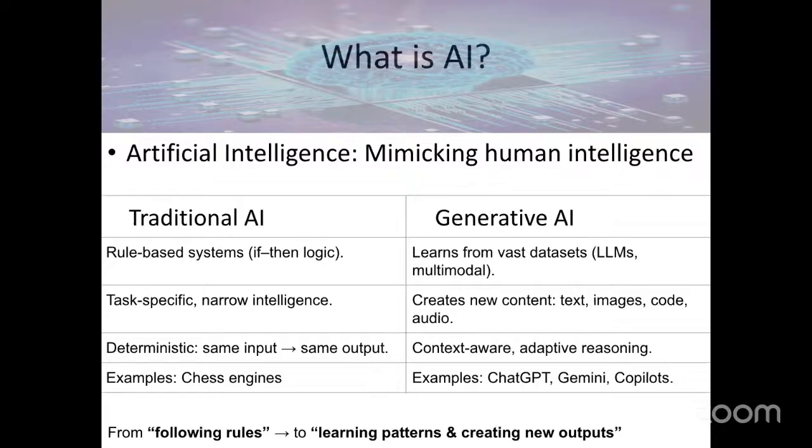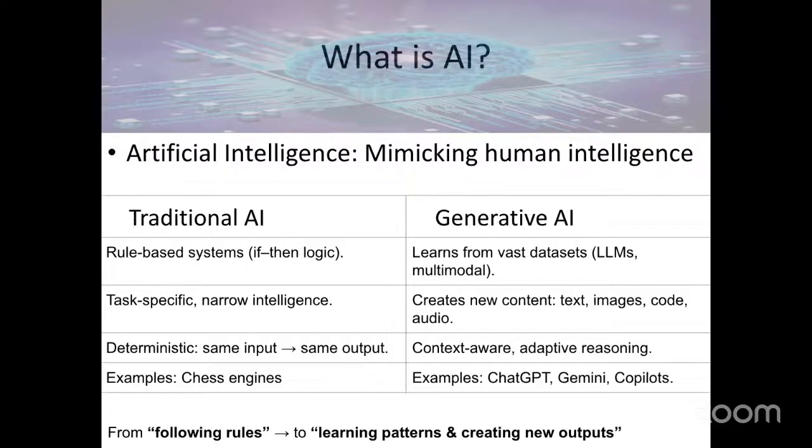Suppose I have created one system where I have defined every logic, in the sense like if there is a rook, how the rook will complete its steps; if there is a queen, how the queen will go and complete its step. So this kind of system is there where only the same input will be there and the same output will be there.